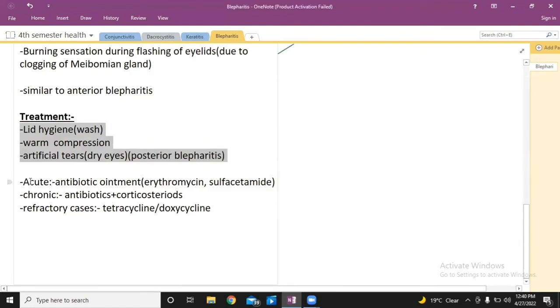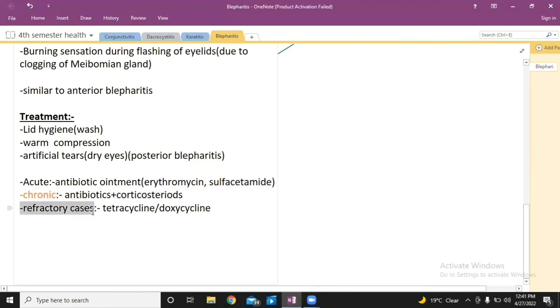When it comes to antibiotics, it's also very easy. If there is an acute condition, not much inflammation, not much crust and discharge, you can use an antibiotic ointment. You can take drugs like erythromycin or sulfacetamide. If the condition is chronic, you can use these antibiotics along with corticosteroids. Corticosteroids help decrease or stop the inflammation in the chronic condition, so in a chronic condition you must use corticosteroids.